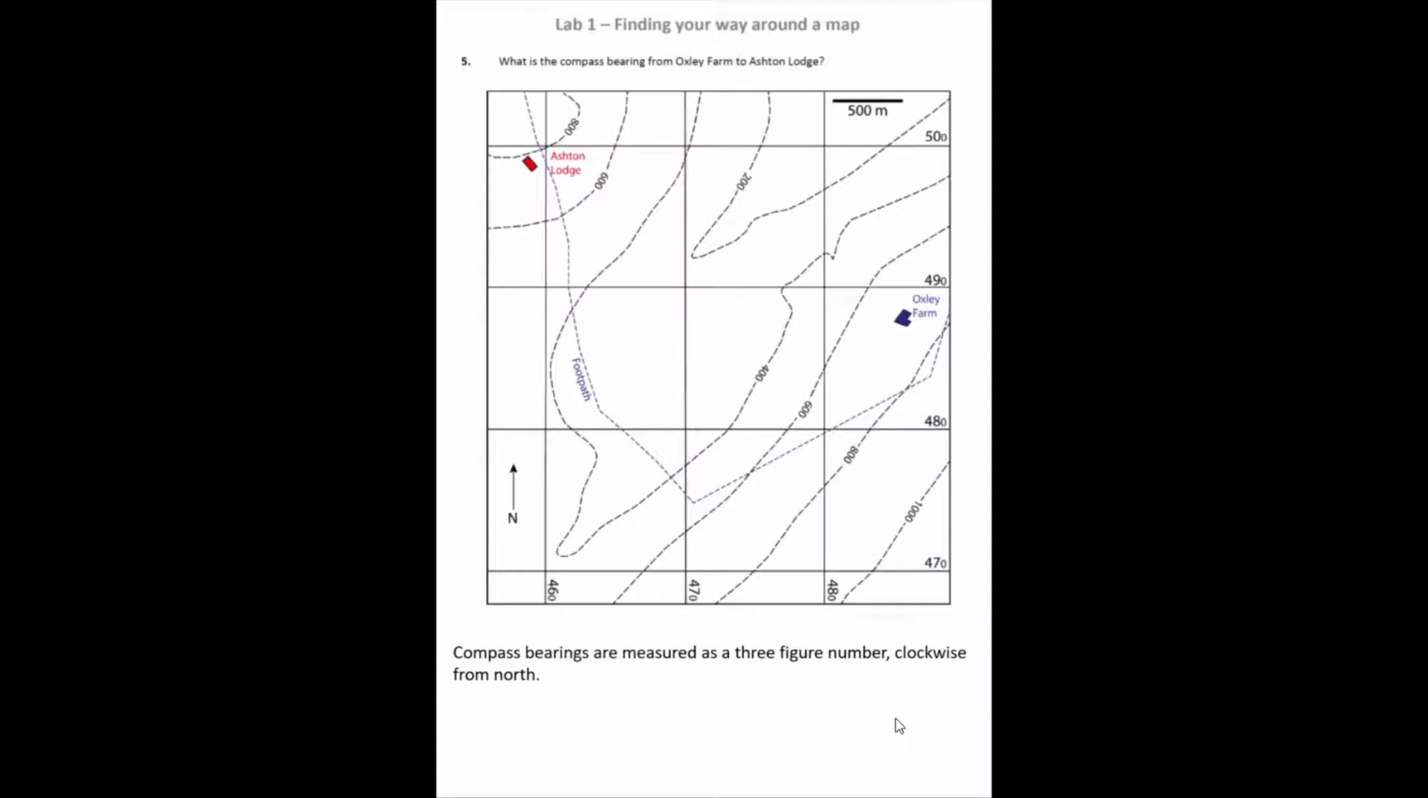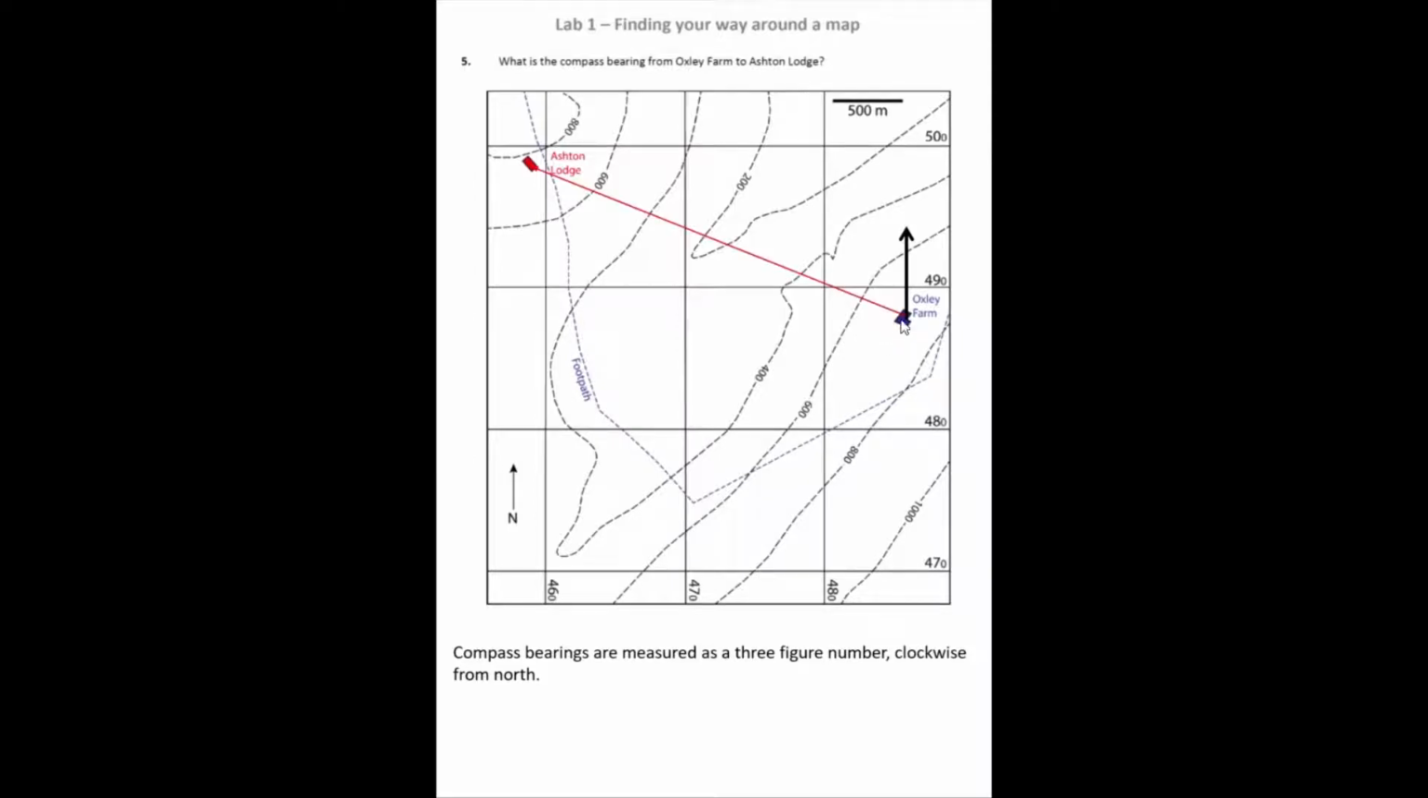The next question asks you to work out what the compass bearing from Oxley Farm to Ashton Lodge is. The key thing to remember with bearings is that they're always measured as a 3-figure number, always clockwise from north. So if we were stood at Oxley Farm and we wanted to take a compass bearing to Ashton Lodge, what we should do when measuring on a map is position where north is, either by drawing ourselves a line or just remembering the direction that north is, usually given by our north arrow.